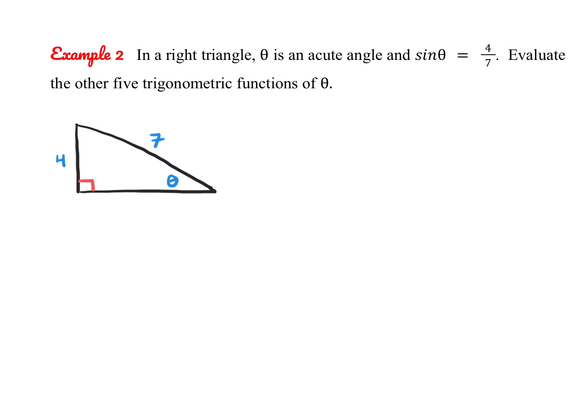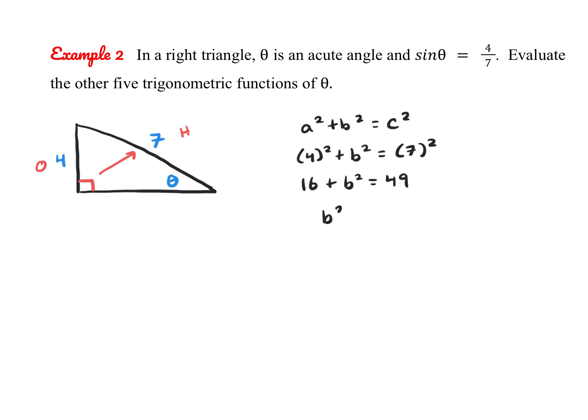So you can see that we have 2 sides of our triangle, so we need to find this missing leg. I do want to point out that since we have the hypotenuse, this must be the c value, and this is the opposite side. All right, so let's use the Pythagorean theorem here. So we have 4 squared plus b squared equals 7 squared. 16 plus b squared equals 49. B squared equals 33. So b is the square root of 33.